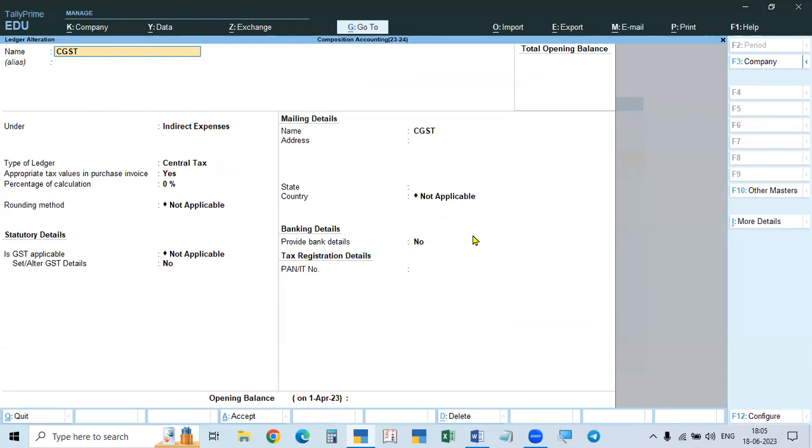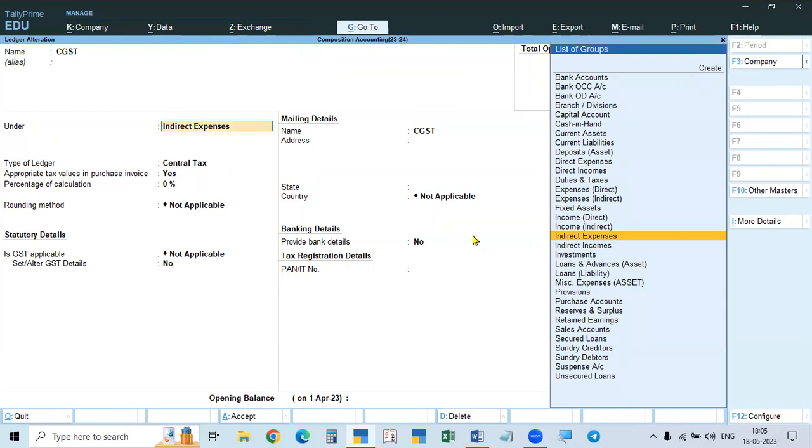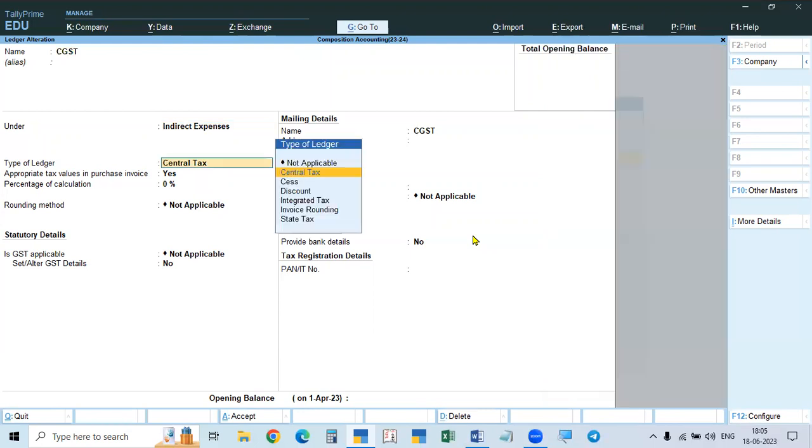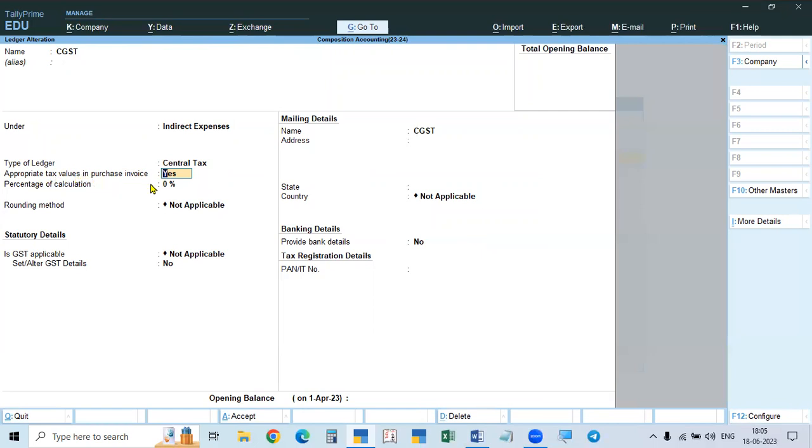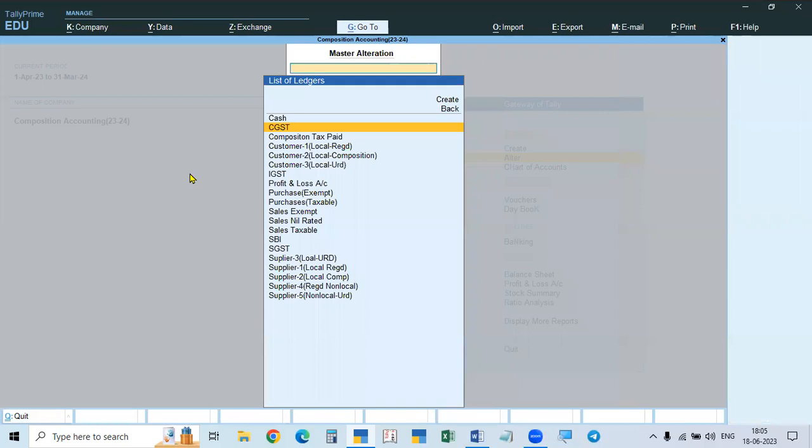So here for CGST, take indirect expenses, then central tax, and the thing we made, that is purchase value. Yes, we give it in the creation page, that is the F11 features. Then automatically this option will come: appropriate tax value in purchase invoice, meaning the tax amount is added to the purchase invoice value. So we take it as yes. If you give it there, automatically it will be yes here.